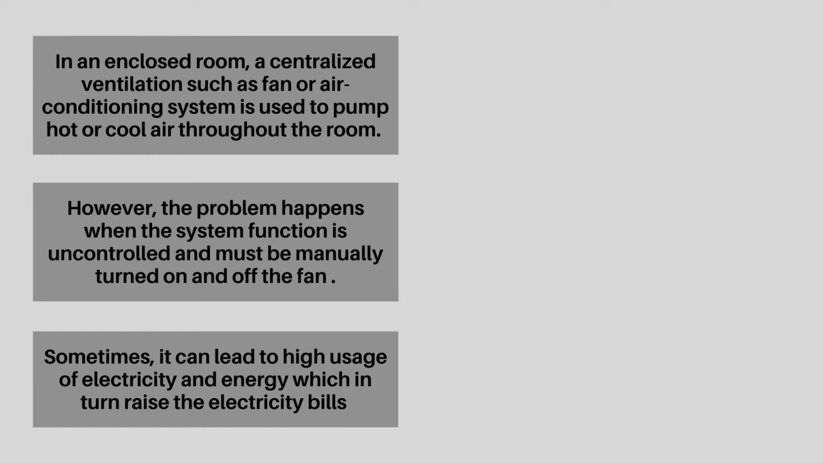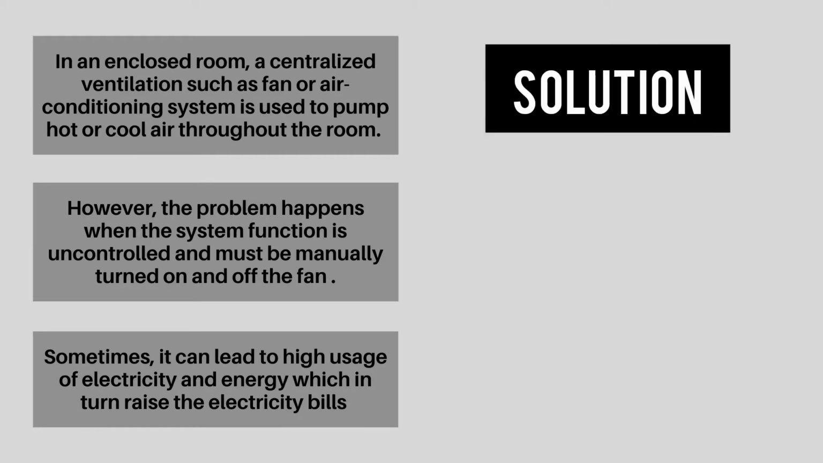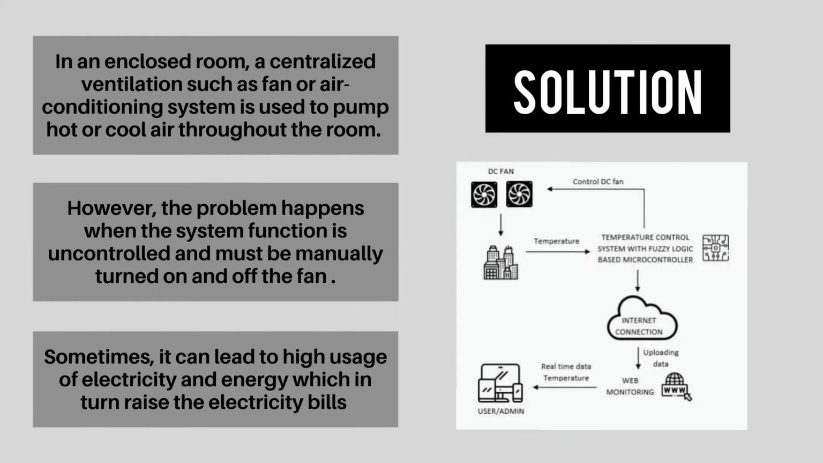In an enclosed room, a centralized ventilation such as a fan or air conditioning system is used to pump hot or cool air throughout the room. However, the problem happens when the system function is uncontrolled and the fan must be manually turned on and off. Sometimes, this situation can lead to high usage of electricity and energy, which in turn will raise the electricity bills and cause energy wastage. As a solution, a system was implemented to detect and monitor the current room temperature in real time and produce the suitable fan speed in accordance to users' comfortability by using fuzzy logic.